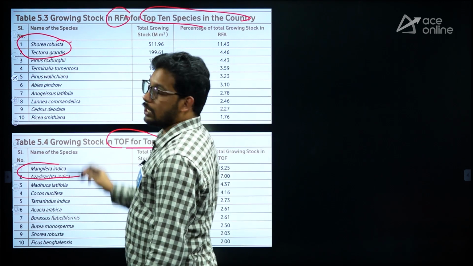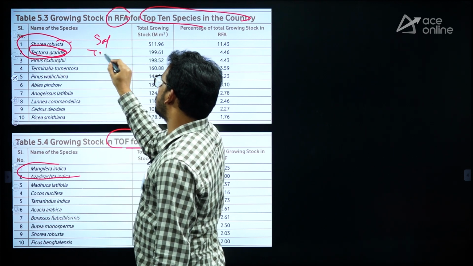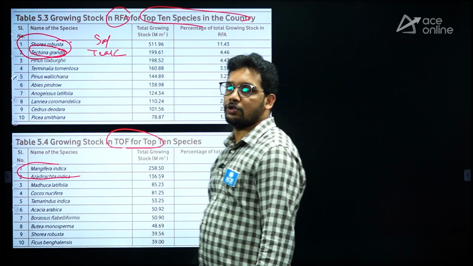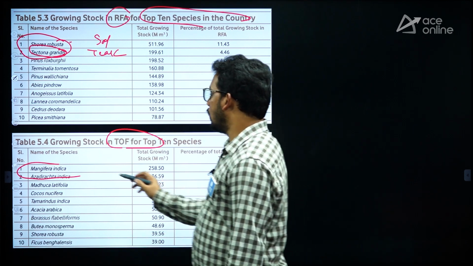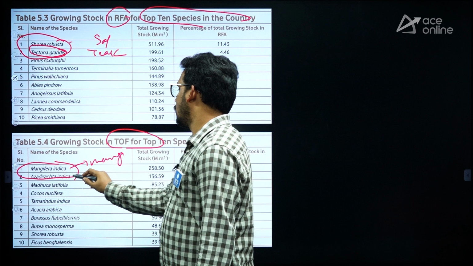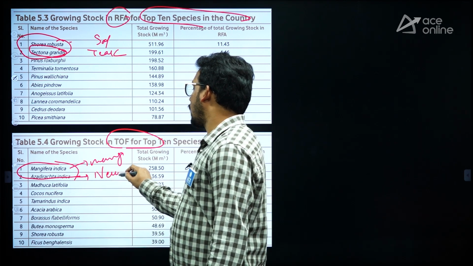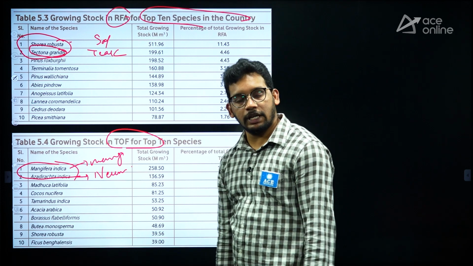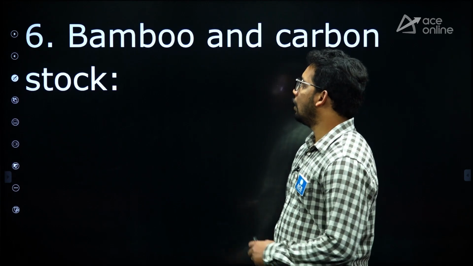Shorea robusta, that is salt trees, and then Tectona grandis, that is teak. So these are the most two popular, highest occupied trees inside the forest. And Mangifera indica, that is mango trees, and then Azadirachta indica, that is neem. So these are the highest occupied trees outside the forest, that is tree cover. So these top two you have to remember.